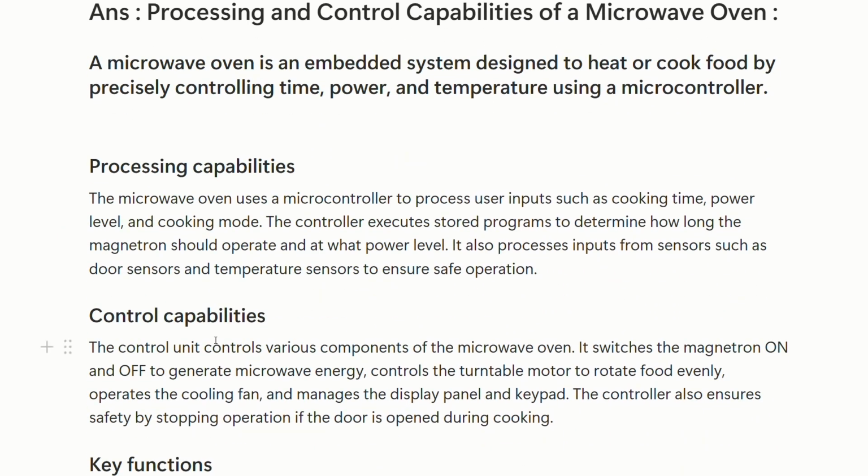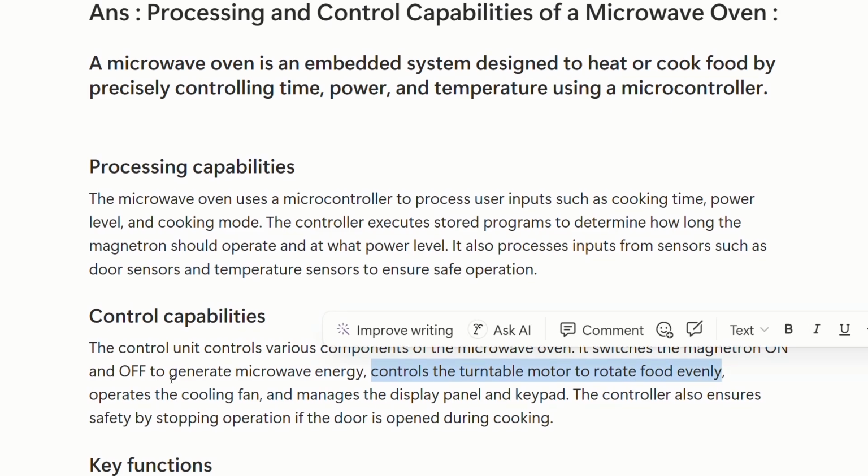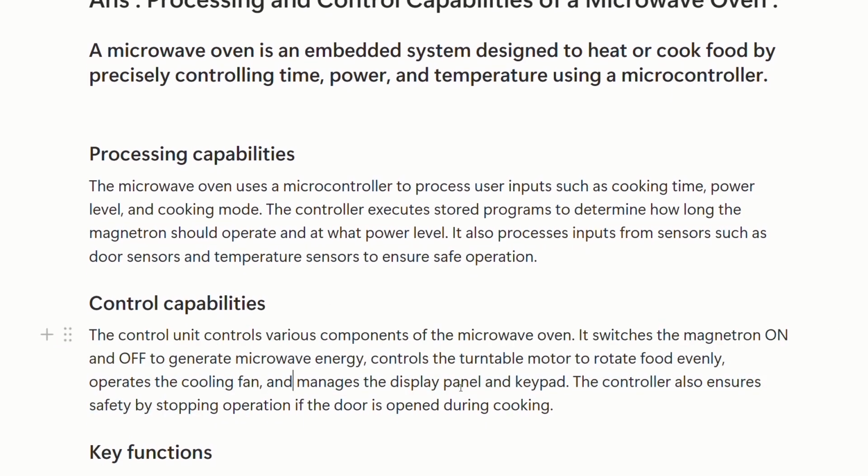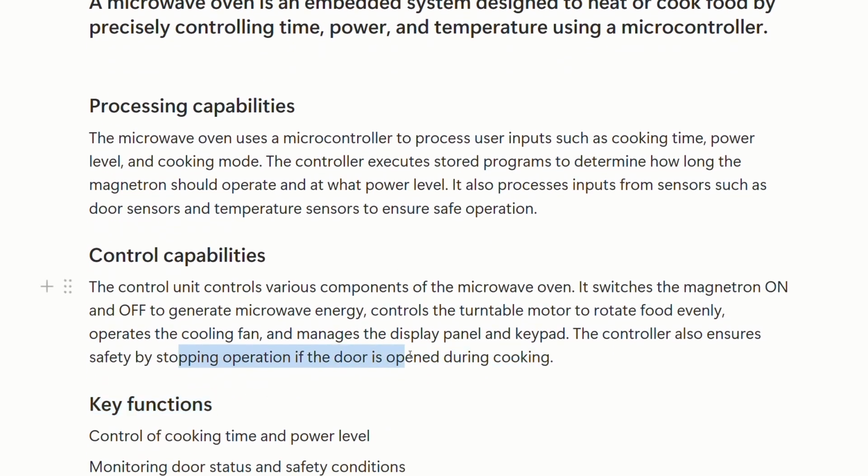Now we will see the control capabilities. So the control unit controls various components of the microwave oven. It switches the magnetron on and off to generate microwave energy, controls the turntable motor to rotate food evenly, operates the cooling fan, and manages the display panel and keypad. The controller also ensures safety by stopping operations if the door is opened during cooking.